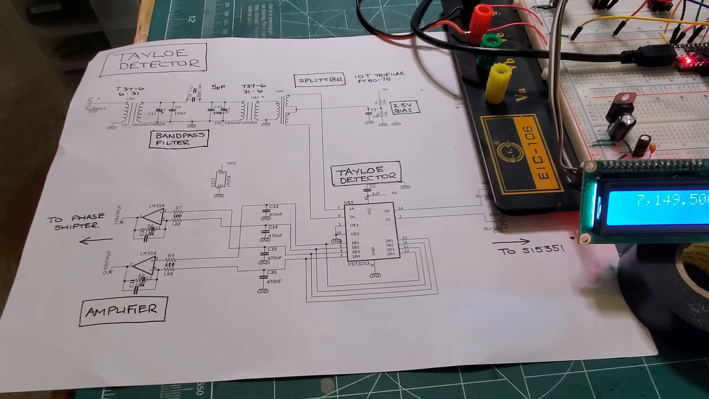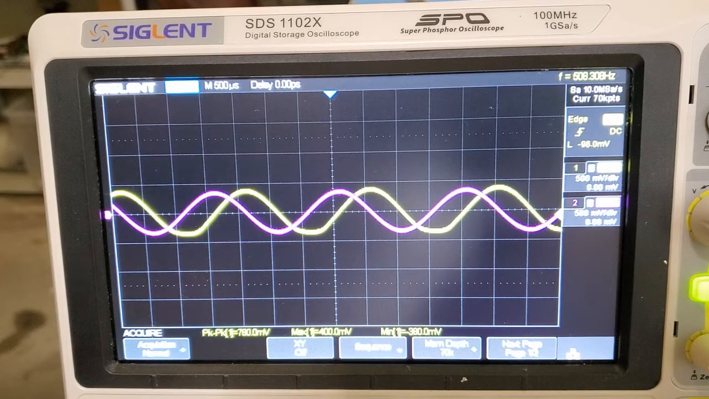So let's have a look at the oscilloscope. Let's look closely at the signals coming through on the oscilloscope there. Just to reiterate the test setup here, I've got the signal generator injecting a 7.150 megahertz signal, and I've got my local oscillator controlled by the TinyPICO set to 7.150.5.